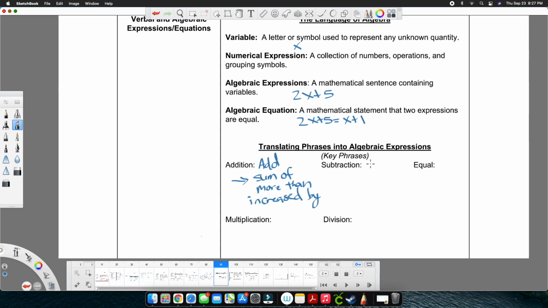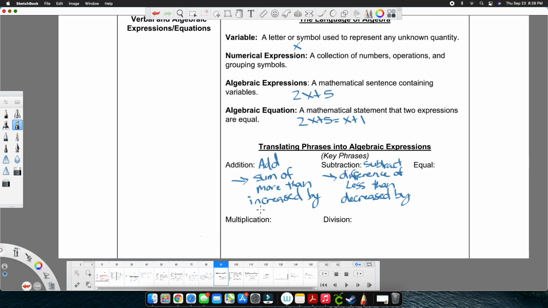Subtraction, so subtract, that'd probably be a pretty easy one to identify. Difference of, so there's another one. Difference of means if I say the difference of, and then the next two terms are being subtracted, or the next two items in the sentence. Decreased by, less than, so I'll go in the same order here, less than, decreased by. So these are all things that tell us it's going down, and the earlier words were telling us it was going up.